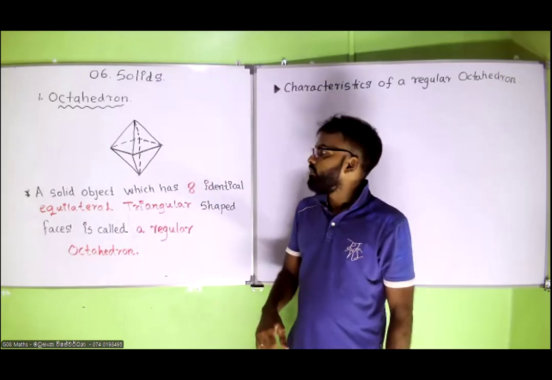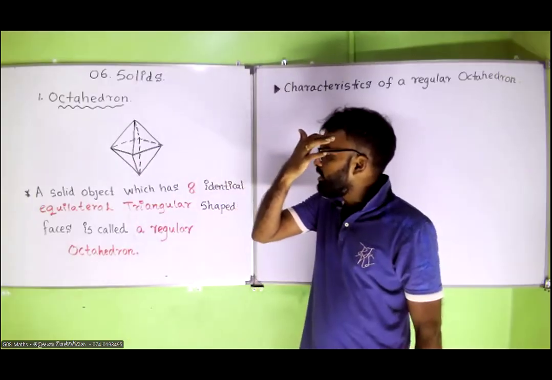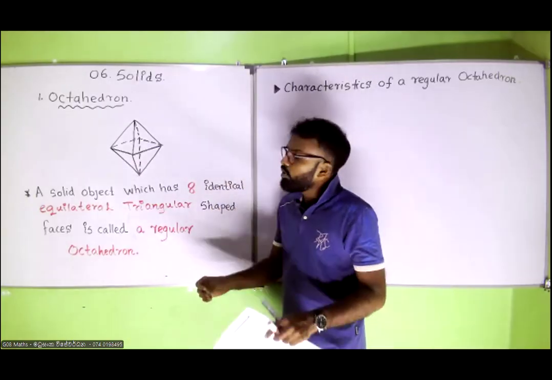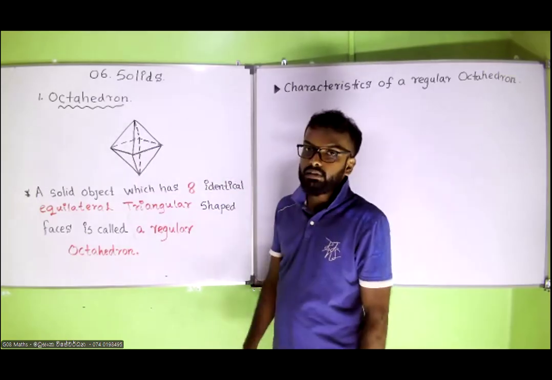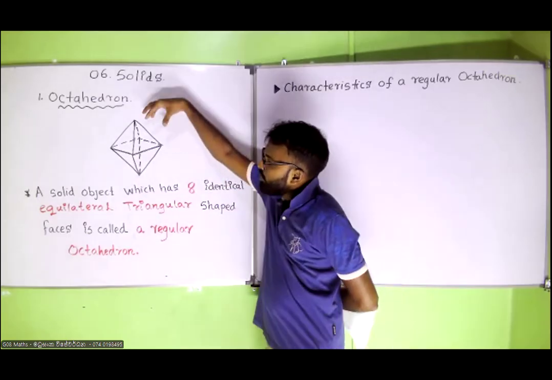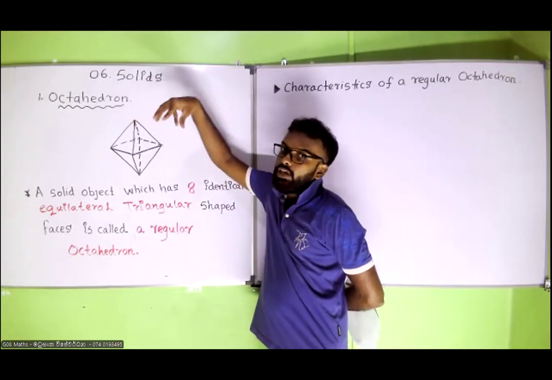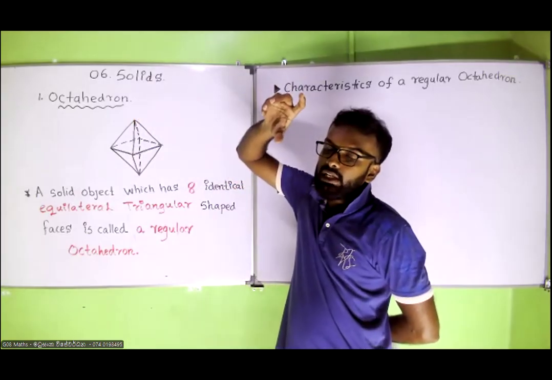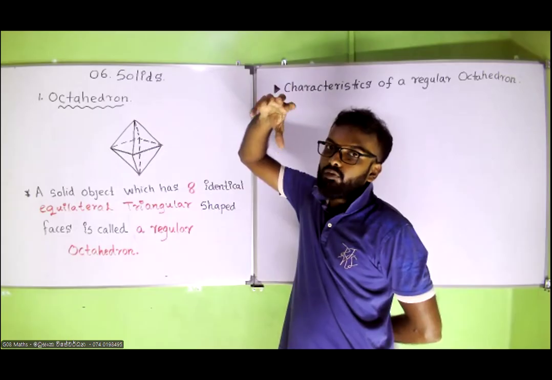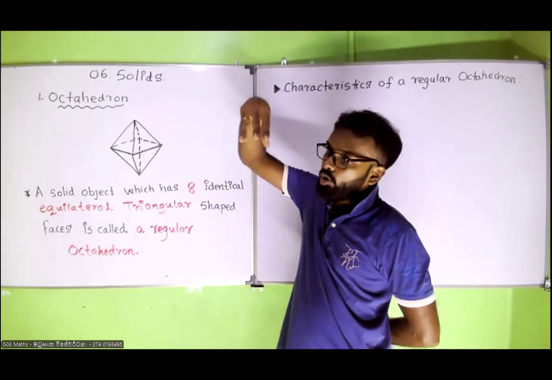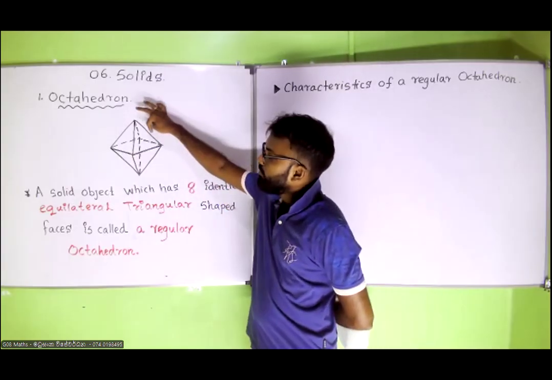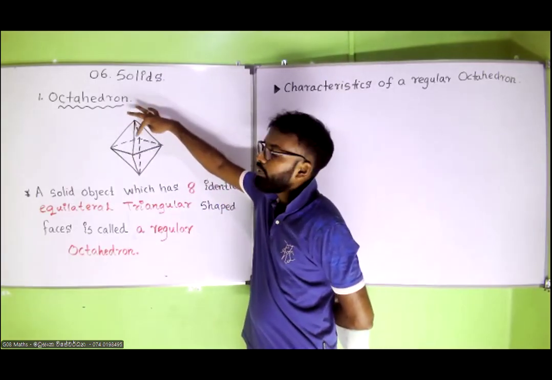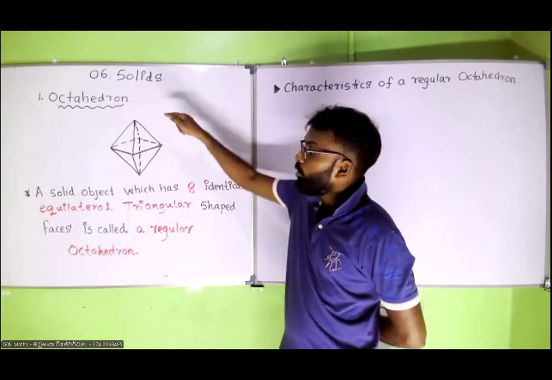Let's write them down. First of all, let's count the number of faces for an octahedron. Here I told you we are pasting equal square pyramids on top and bottom. So here we have a square pyramid on top.